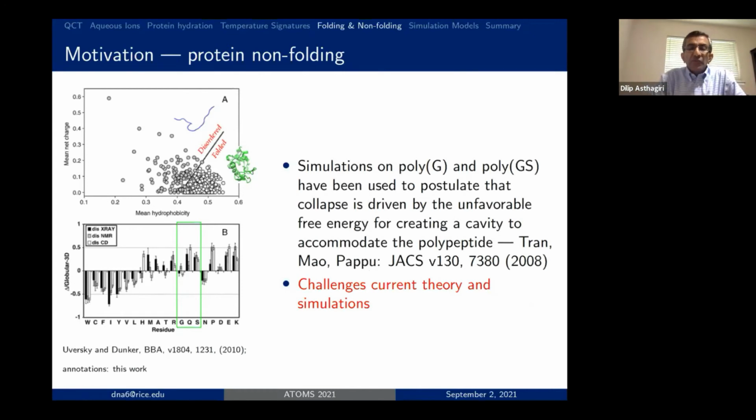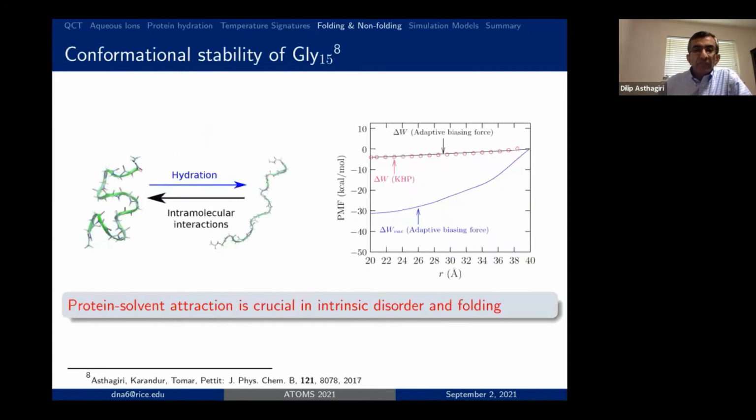So we thought of looking at this problem from the perspective of the quasi-chemical approach, and we looked at the collapse transition of a glycine 15 peptide, for which there was extensive simulation data. These were very, very long, microsecond-long simulations that Dikti Karandur, Harris, and Monty Pettit had published. Those are shown by these circles here.